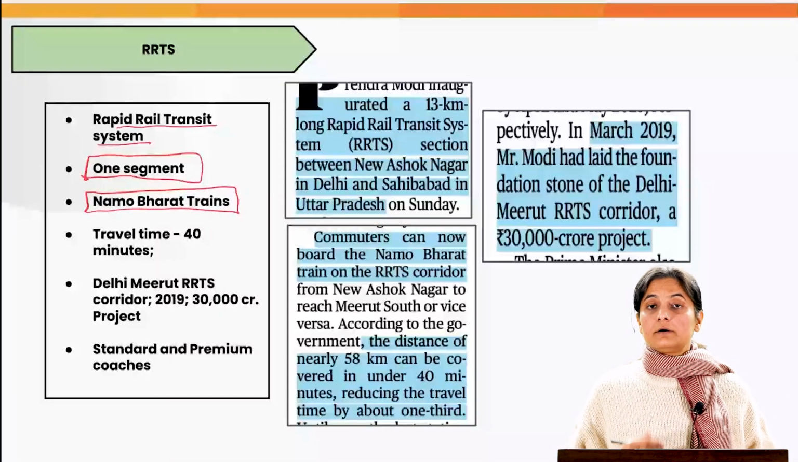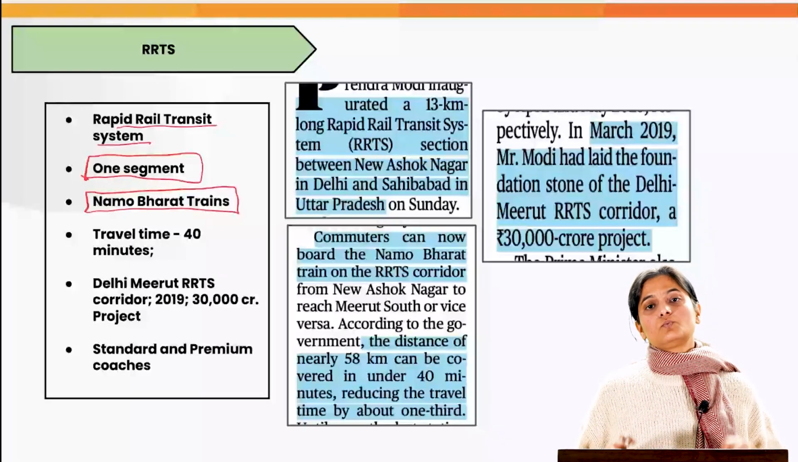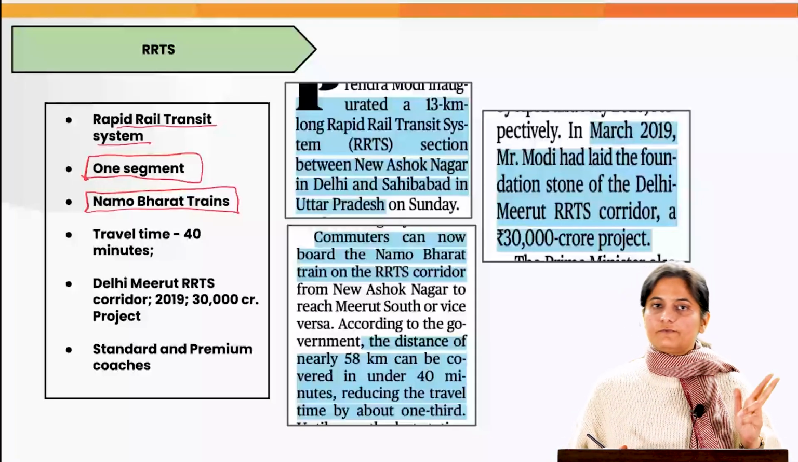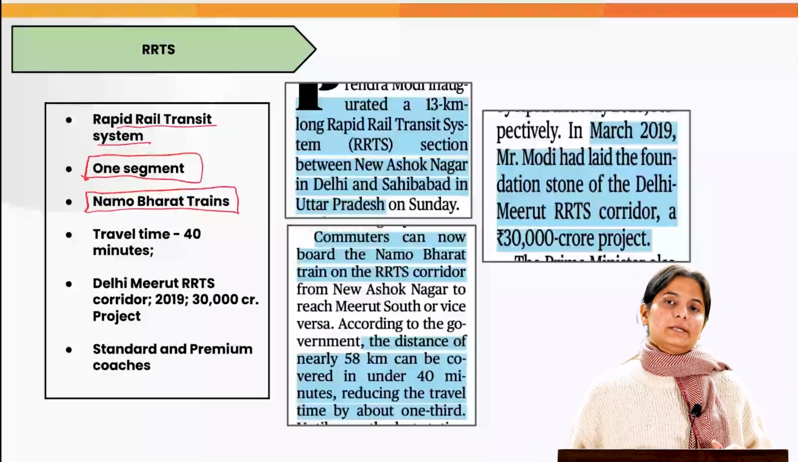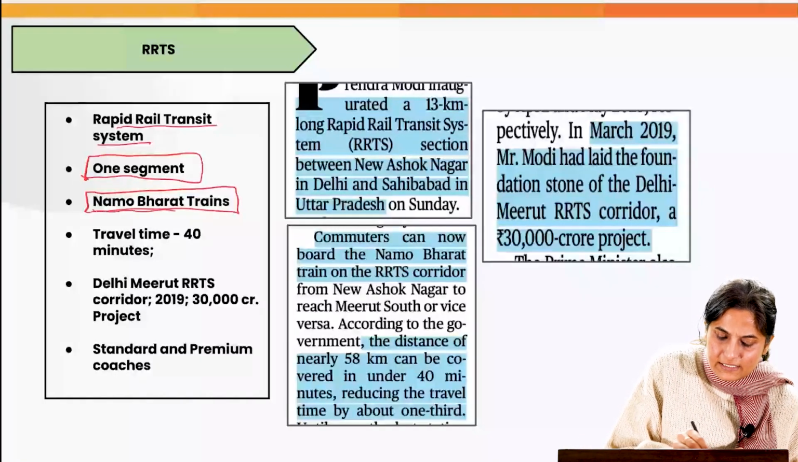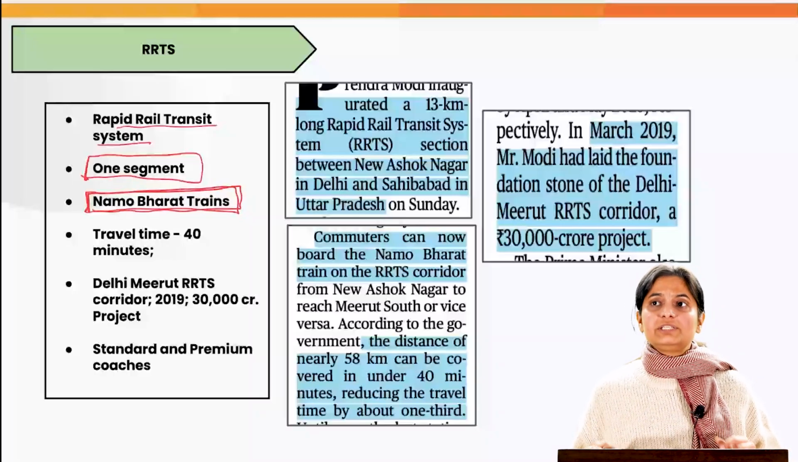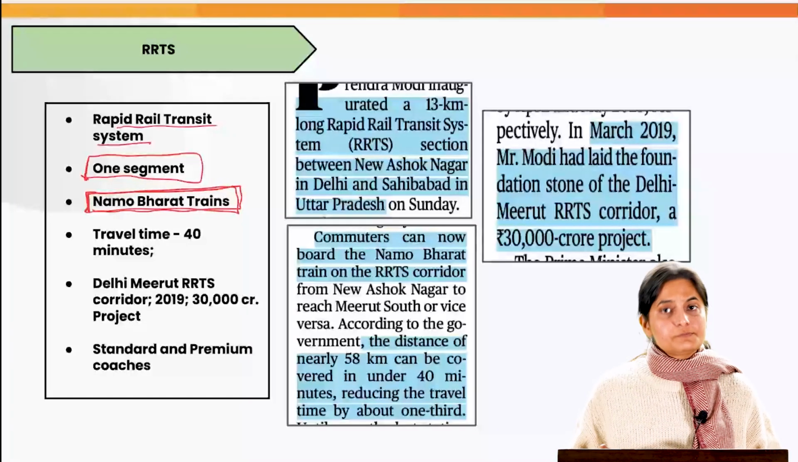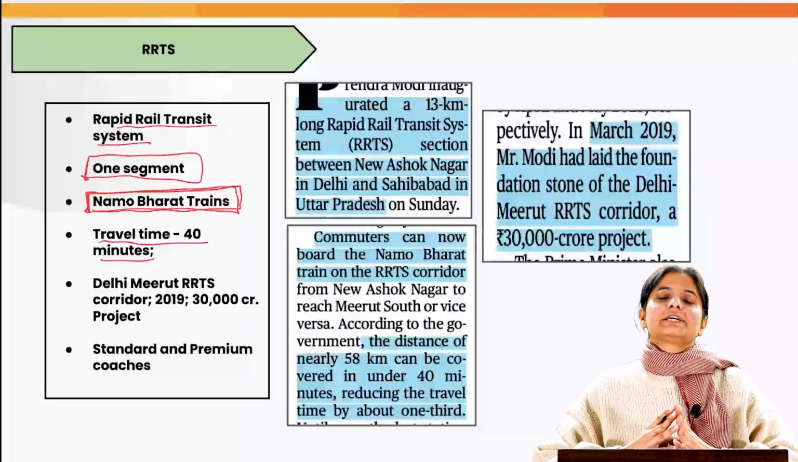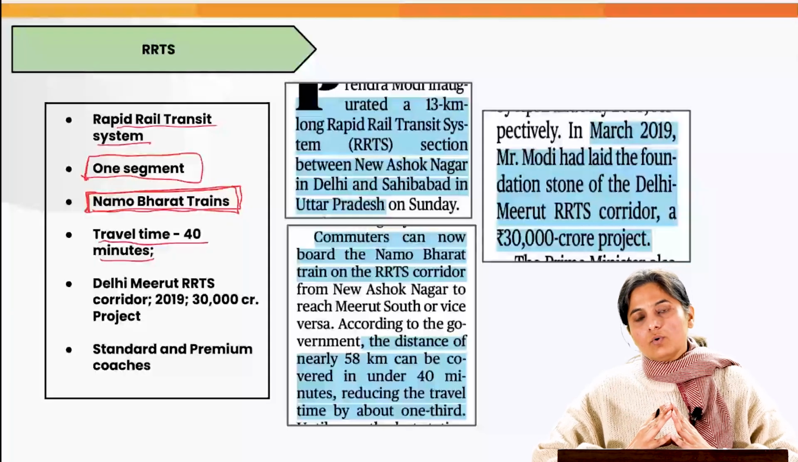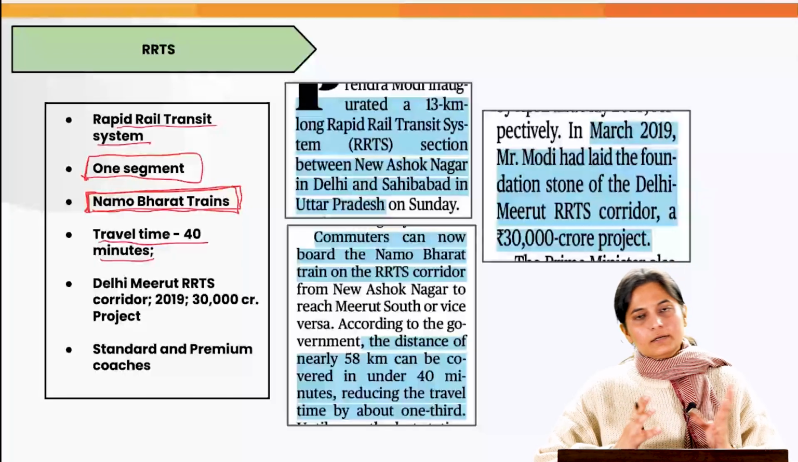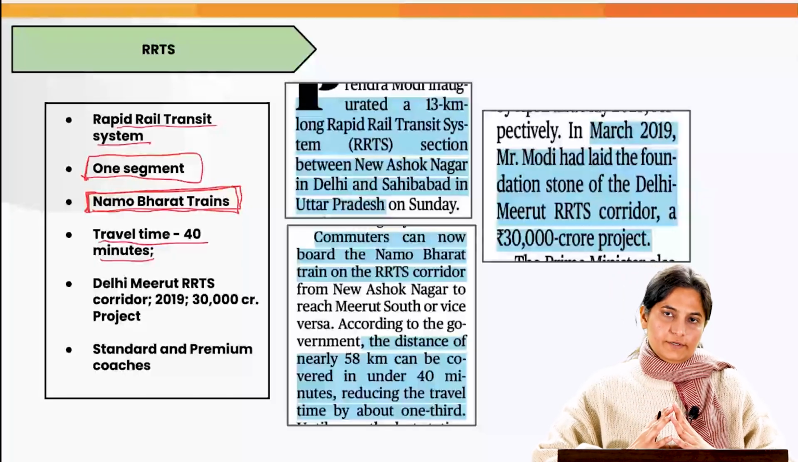There could be a question in your prelims asking what are the trains running on this RRTS, the Rapid Rail Transit System, which has started recently from Delhi to Meerut. Your answer has to be: those are Namo Bharat trains. They are going to achieve a speed of about 150 to 160 kilometers per hour. And travel time in this operationalized segment has now become only 40 minutes, reduced by almost one third.